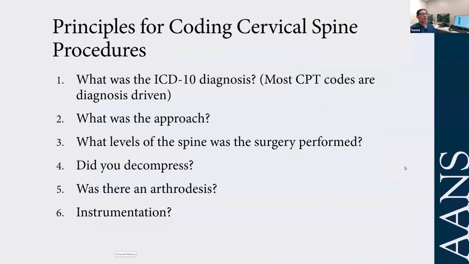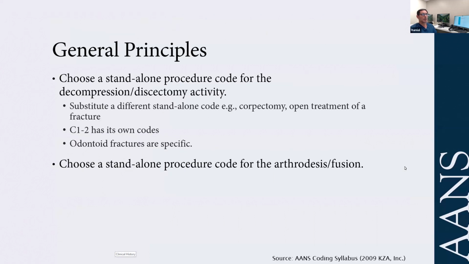Okay, so when you're doing this, you want to make sure that the ICD-10 procedure or the ICD-10 diagnosis makes sense for what it is that you're doing. Then you want to know, did I do an anterior approach, posterior approach? What levels did I approach? Did I decompress? Was there an arthrodesis? And was there instrumentation? And then you choose a standalone procedure for the decompression discectomy.